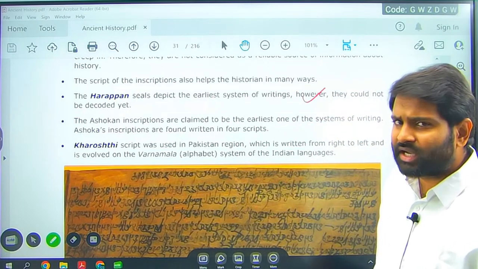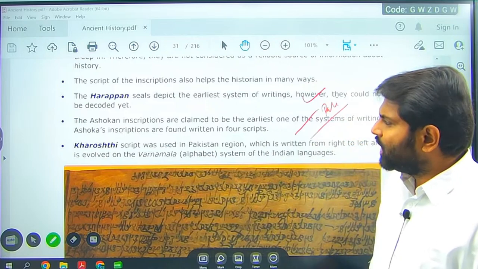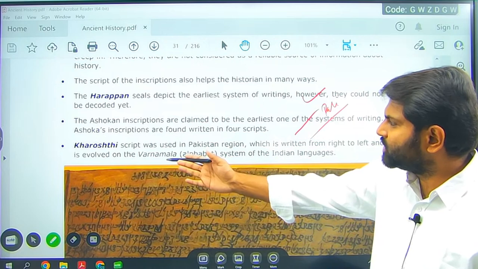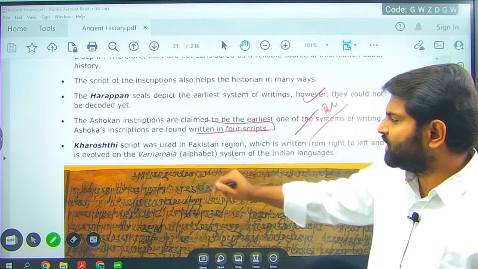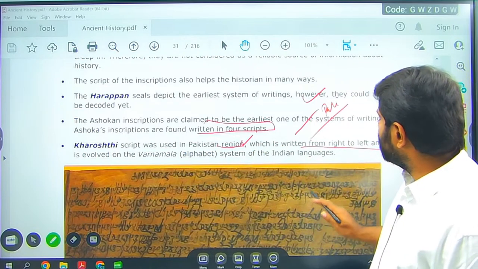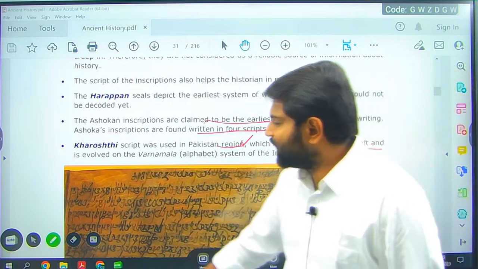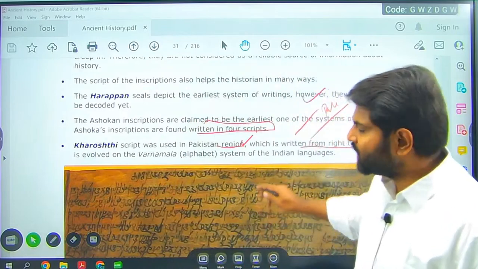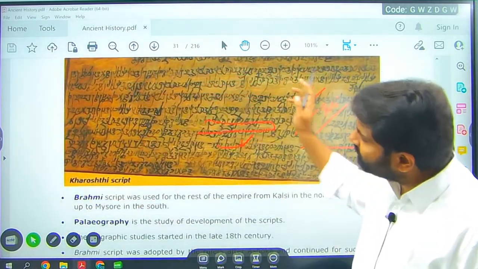Ashokan inscriptions, as I said, most of them are in Pali. Just before, I said that Ashokan inscriptions are found written in four scripts. Kharosthi script was used in the Pakistan region, which was written right to left and evolved into the Varnamala alphabet system in Indian languages.